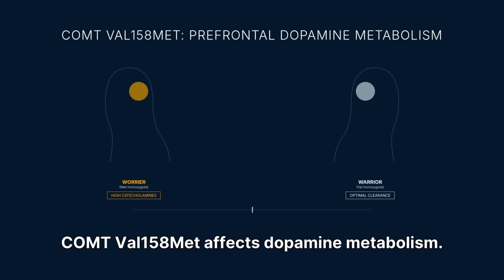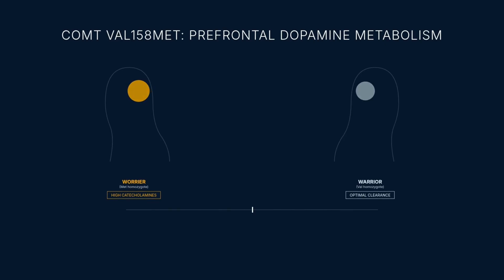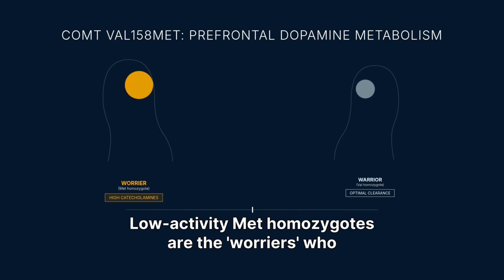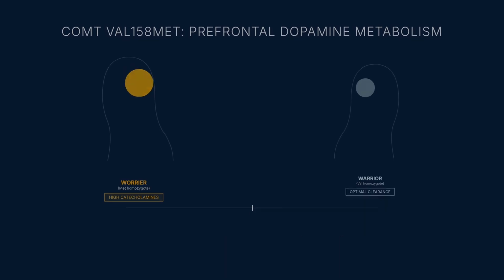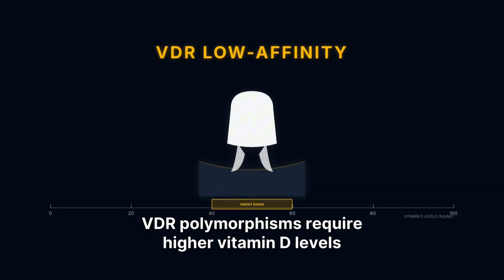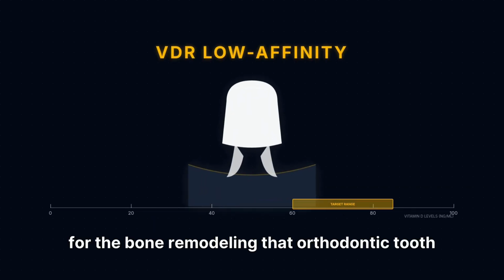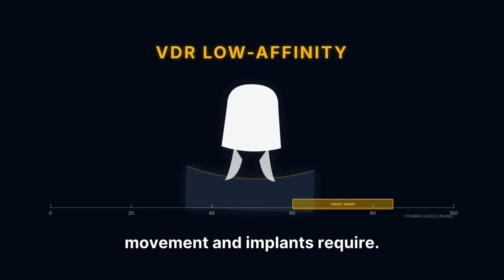COMT Val158Met affects dopamine metabolism. Low-activity Met homozygotes are the warriors who decompensate under high stress. VDR polymorphisms require higher vitamin D levels for the bone remodeling that orthodontic tooth movement and implants require.